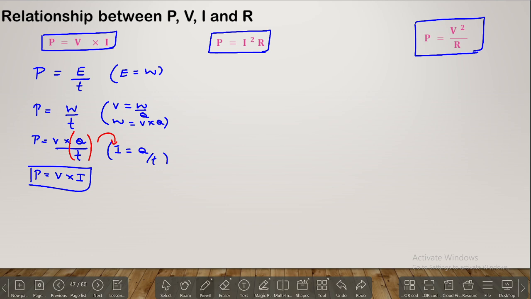So what is the relation? P is equal to V into I. And the second relation we obtained, P is equal to I square into R. So how do we obtain this one? Let's take this as equation number 1.